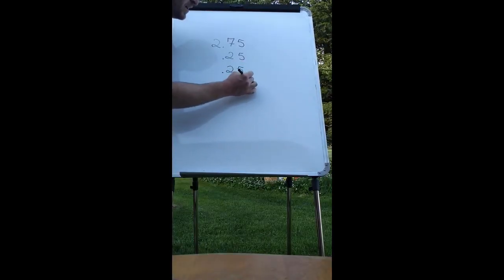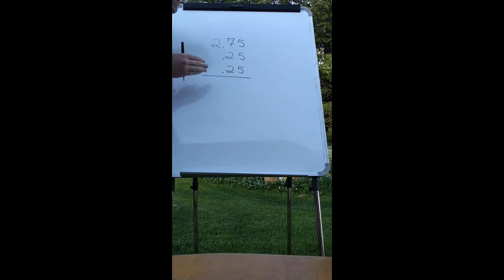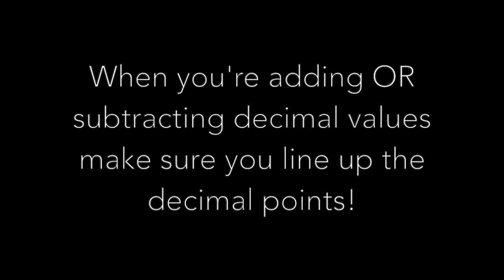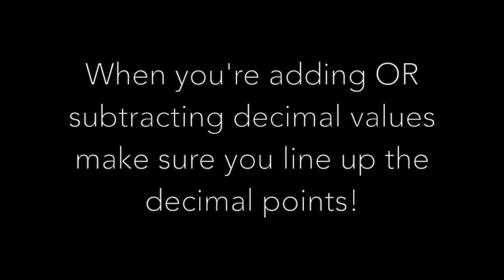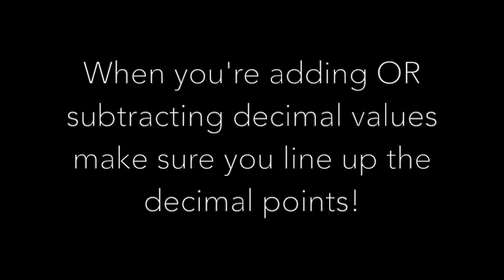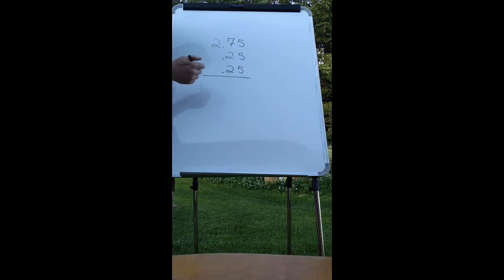So I'm going to add this all up here. Now notice, when you're adding decimals, you want to make sure that your decimal point is lined up. Now we're going to add here. If it helps you, you can also put a 0 here and here just to fill that space. So from here we can add 5 plus 5 is 10, plus another 5 is 15.